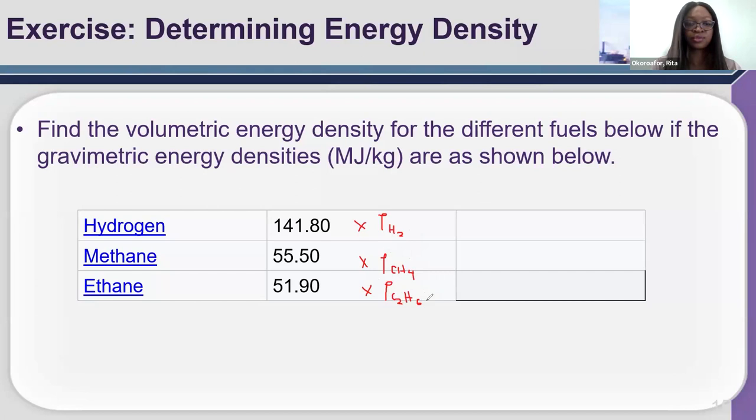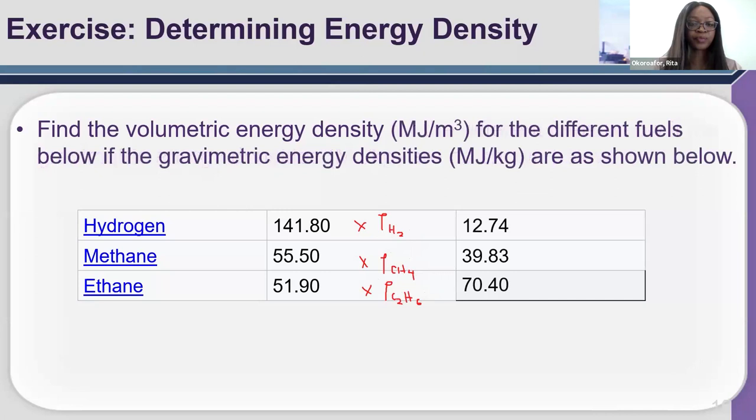So what I'm going to show is the results that I have. And so this is basically multiplying by 0.089 kilograms per meter cubed for hydrogen. Okay. So that will give you what the volumetric energy density is.